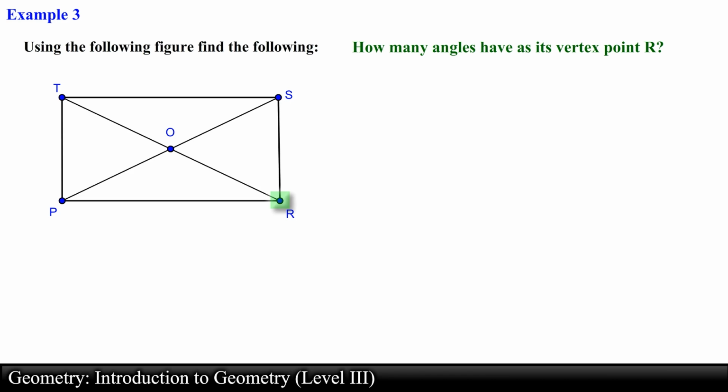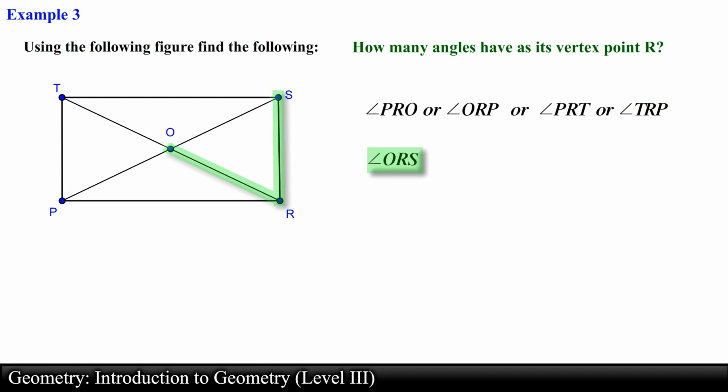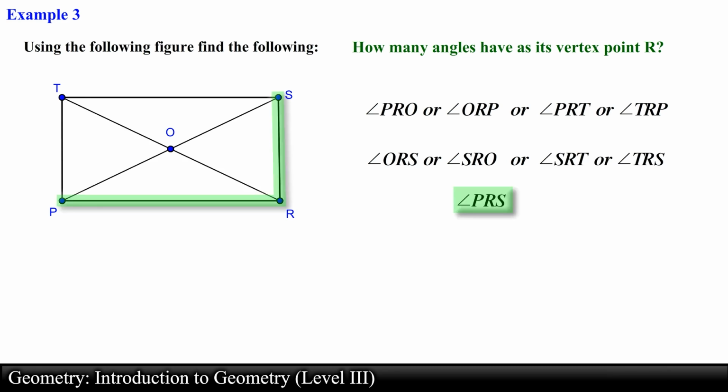The first angle can be named as angle PRO, or angle ORP, or angle PRT, or angle TRP. The second angle can be named as angle ORS, or angle SRO, or angle SRT, or angle TRS. The third and final angle can be named as angle PRS, or angle SRP. So in total, there are three angles that have point R as its vertex.